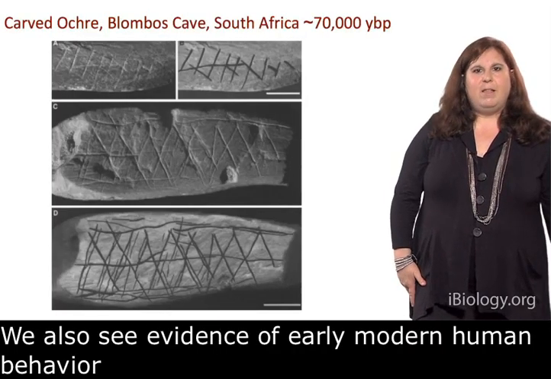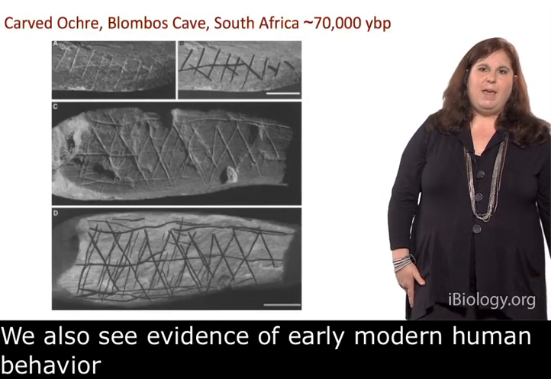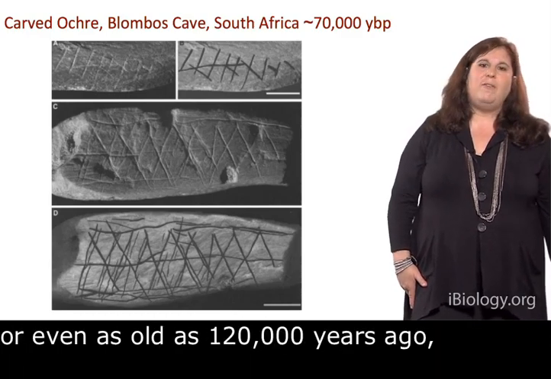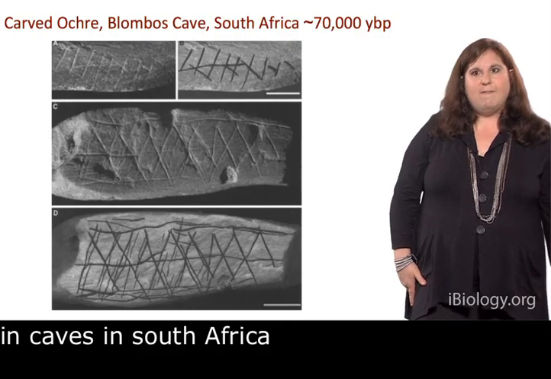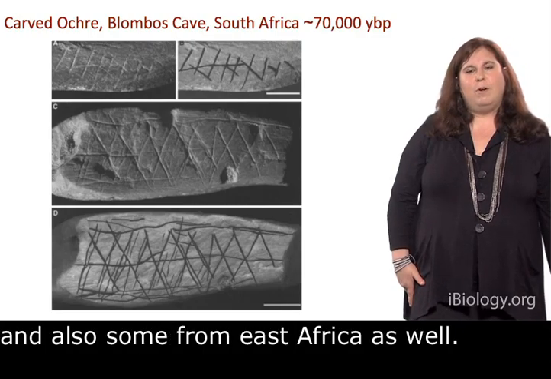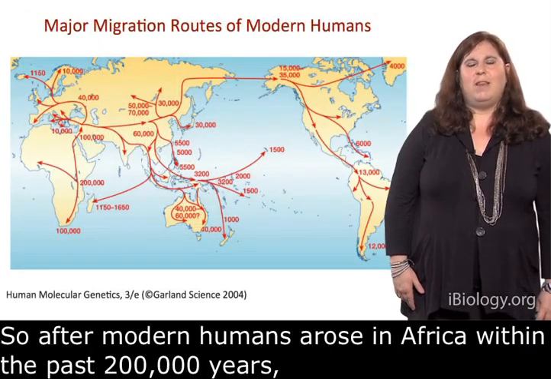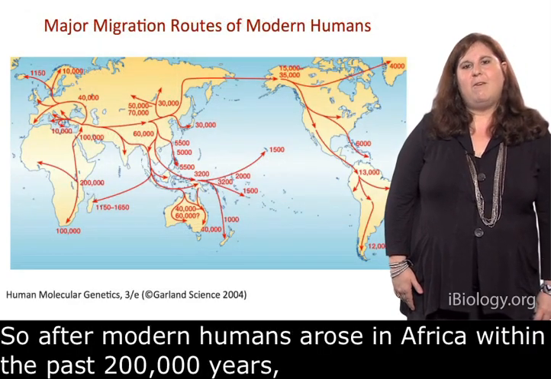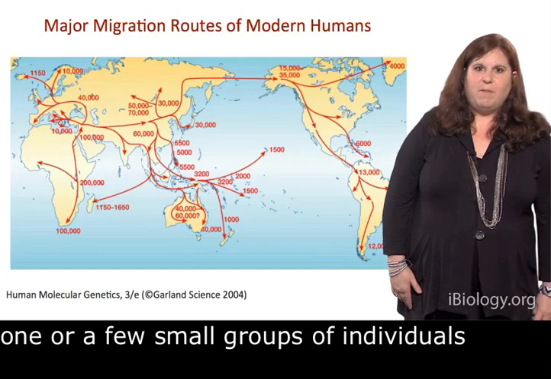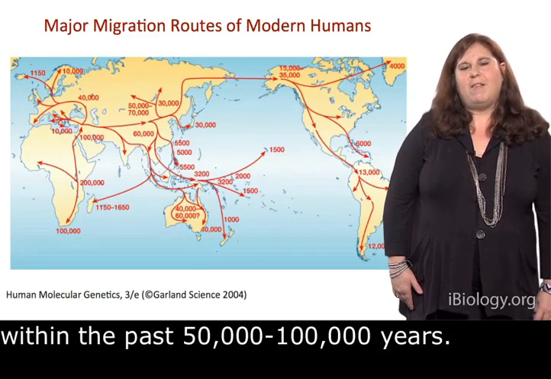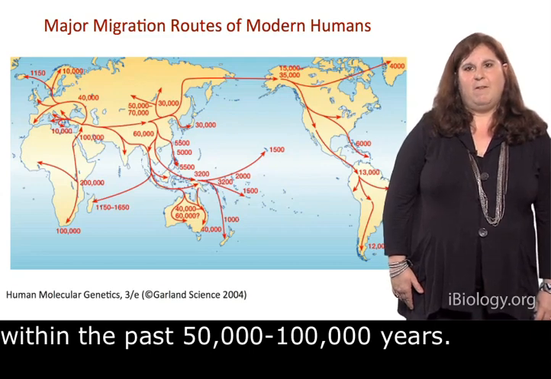We also see evidence of early modern human behavior dated to 70,000 years ago, or even as old as 120,000 years ago in caves in South Africa, and also some from East Africa as well. So after modern humans arose in Africa within the past 200,000 years, one or a few small groups of individuals migrated across the rest of the globe within the past 50,000 to 100,000 years.